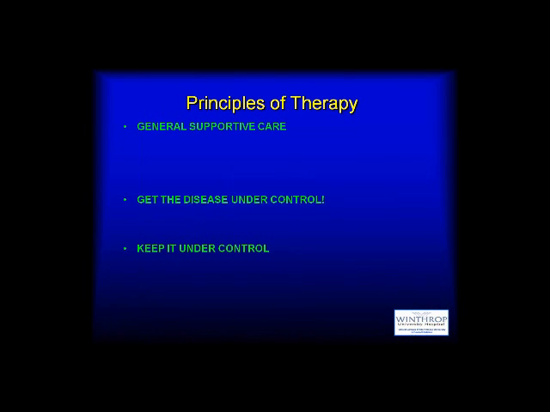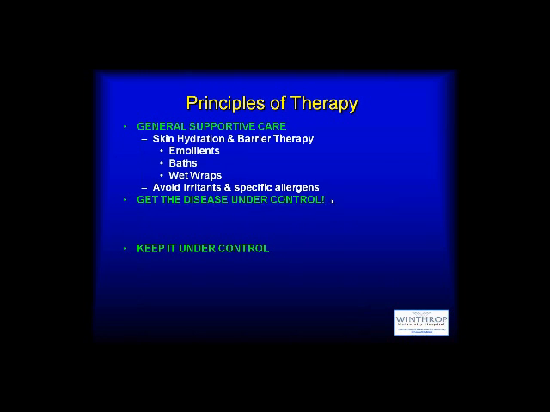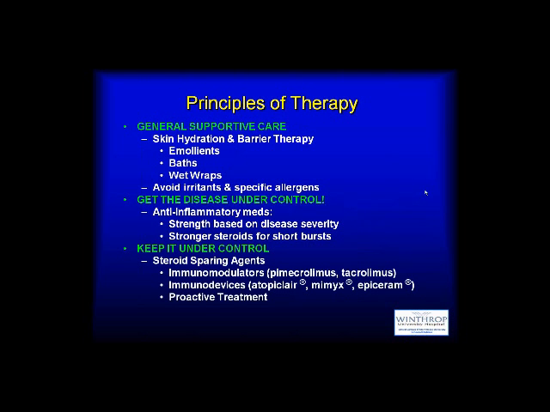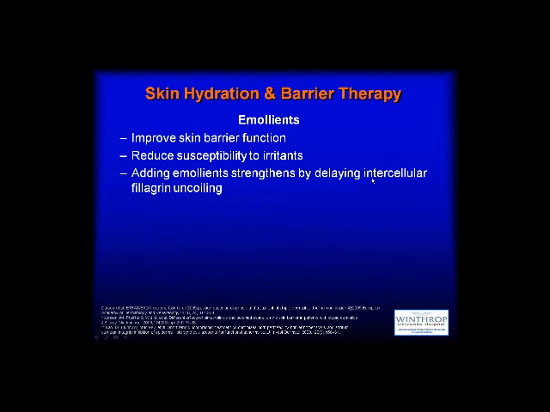So once you've ruled out other causes of eczematous dermatitis and you've made a diagnosis of atopic dermatitis, what are the principles of therapy? The first is general supportive care, then get the disease under control, and then keep it under control. So general supportive care: skin hydration and barrier therapy, emollients, baths, and wet wraps, and of course, avoidance of irritants and specific allergens. Get the disease under control with anti-inflammatory meds, and those are your topical corticosteroids and topical calcineurin inhibitors, and keep it under control by using steroid-sparing agents and a proactive treatment. Let's go to each one individually.